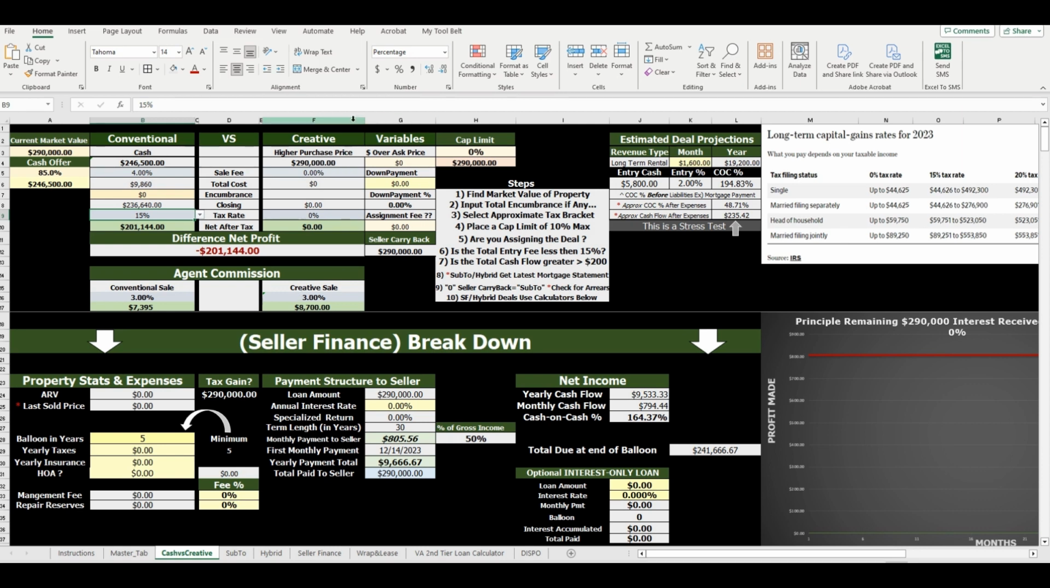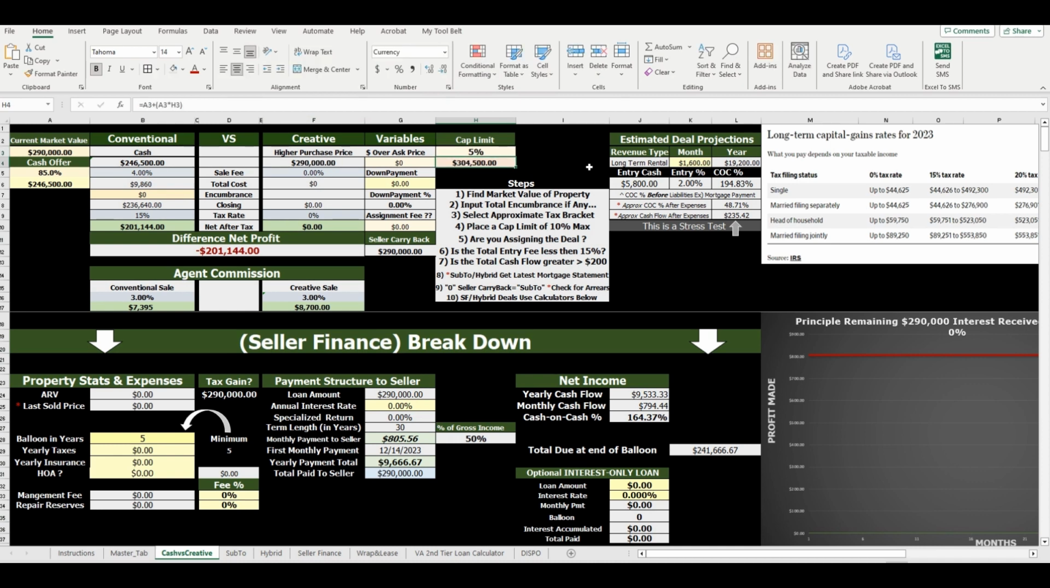And because I want to incentivize the seller to consider creative, I'm going to come up above the market value. But if I come up above the market value, I want to put a cap. I want to make sure that I'm not overpaying for the property to the point where I might be underwater in terms of equity 3-4 years down the road. So let's put in a cap at 5%.